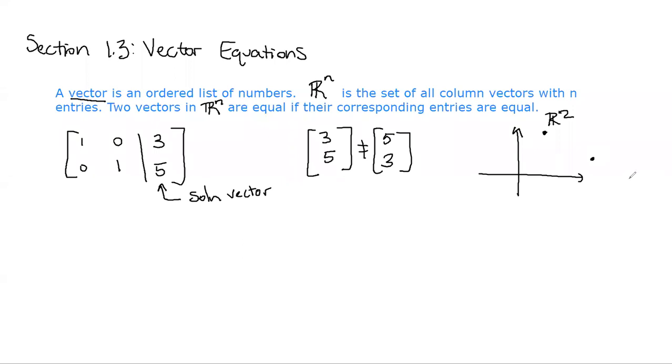So two vectors in Rn are equal if their corresponding entries are equal. So not only do the numbers in the vector have to be the same, they have to be in the same order. What can we do with vectors? Well, we can add them.